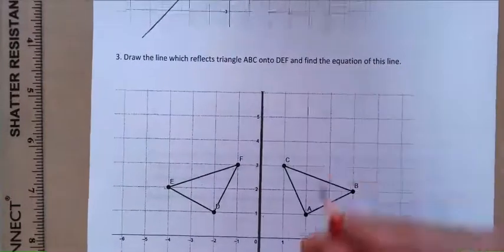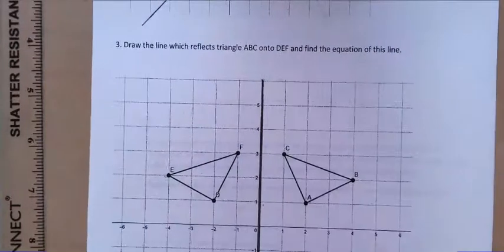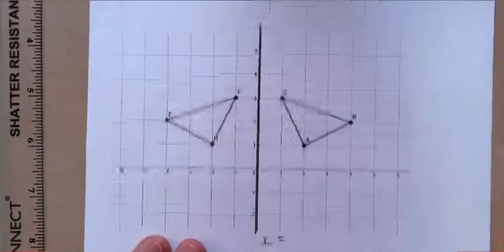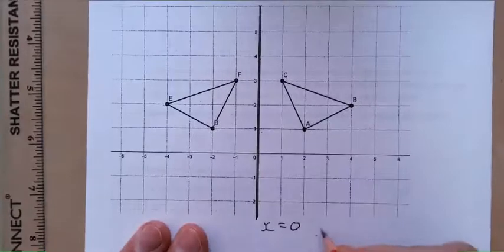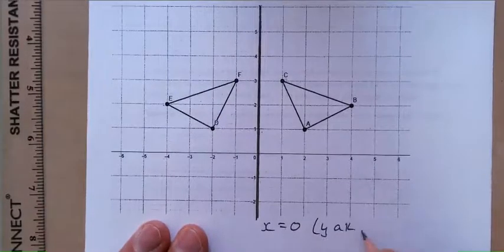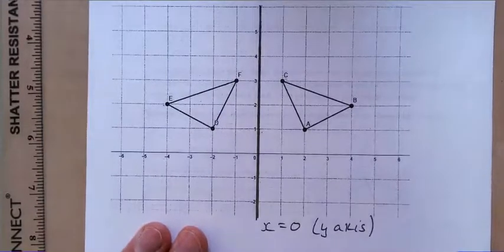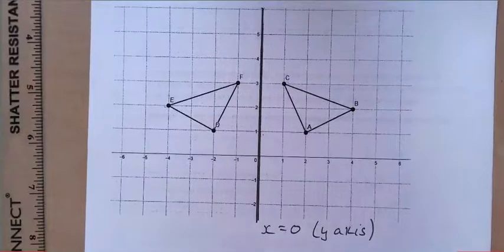What's the name of this line? You can give it 2 names. We can call it the y-axis, but we normally call this the line x equals 0, which is our y-axis, and that's a reflection in x equals 0.